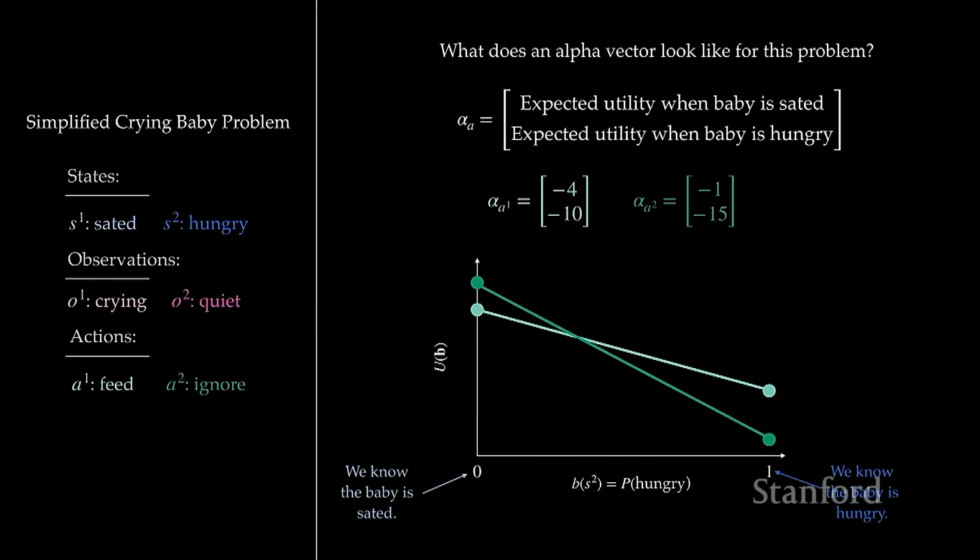And then the optimal policy is just the maximum over these. So it'll be this. For example, the way we execute this policy is we say, let's say that we believe there's a 0.1 probability that the baby is hungry. That tells us we'll go to the alpha vector that dominates there, and that tells us to ignore the baby. And then, unsurprisingly, if we have a 0.9 probability that the baby is hungry, then this other alpha vector dominates and we decide to feed it.